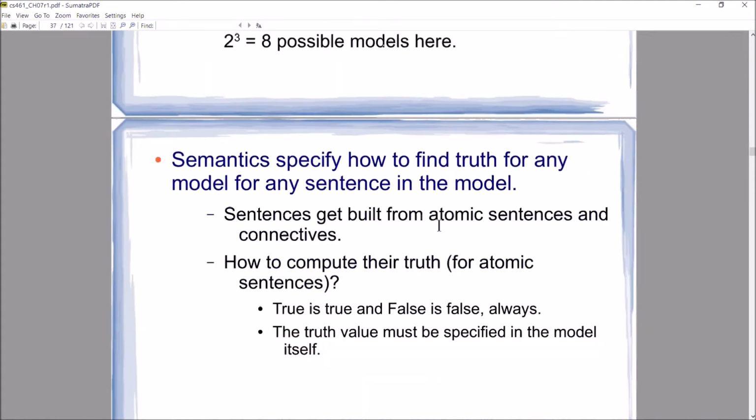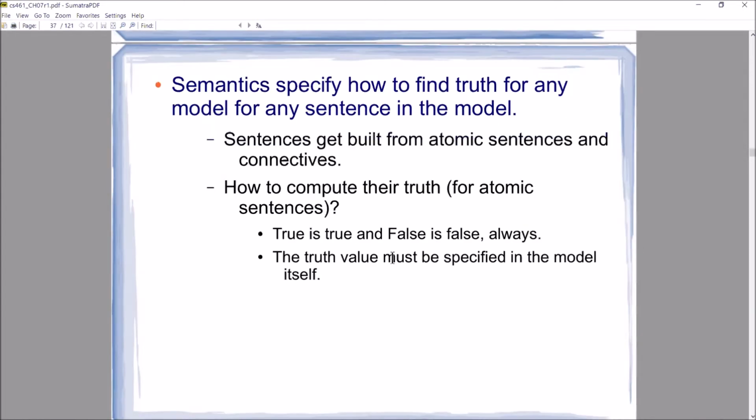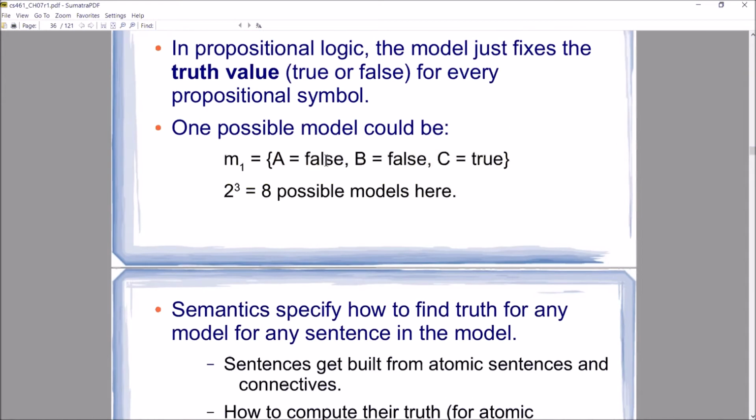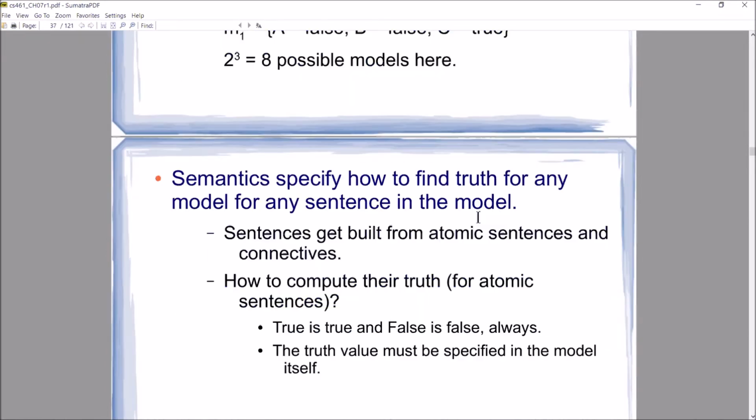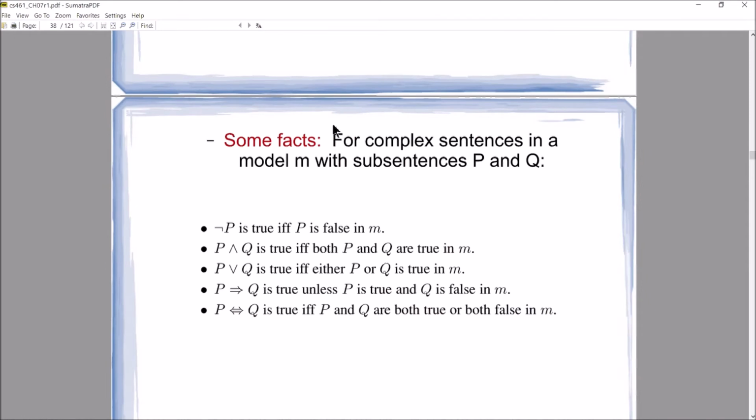All right, so sentences are built from atomic sentences and connectives, as we saw. So the question becomes, how do we compute the truth of those sentences? Okay, well, true is true, false is false. That never changes. Now, the truth value has to be specified in the model itself. So false has to be assigned to A, false has to be assigned to B, true has to be assigned to C, etc.